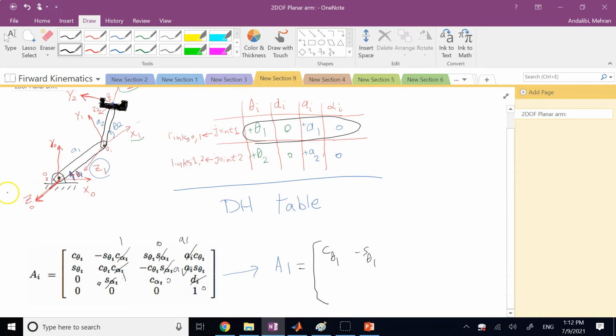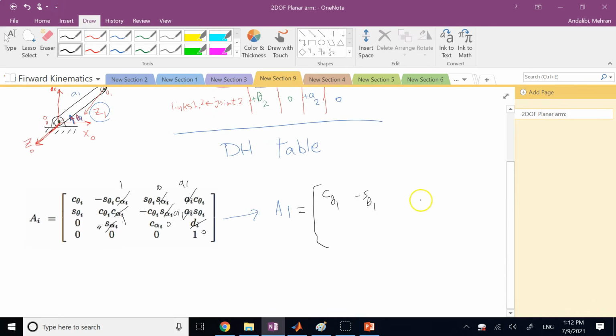So what would you get? You will get negative sine of theta 1. The next one is going to be 0. Since the sine of alpha is 0, you will get another 0 here. You will get a 1. You will get a 0 and a 0. Three zeros down here. A 1, a 0 here. This is going to be a1 C of theta 1. This is going to be a1 S of theta 1. And these guys are going to be S of theta 1 and C of theta 1. So this is what you will get.